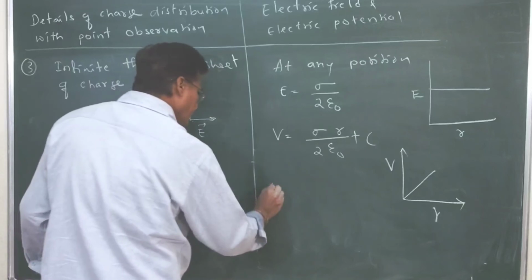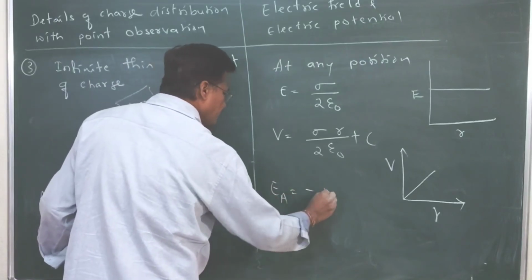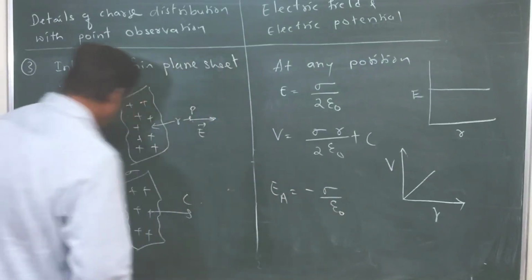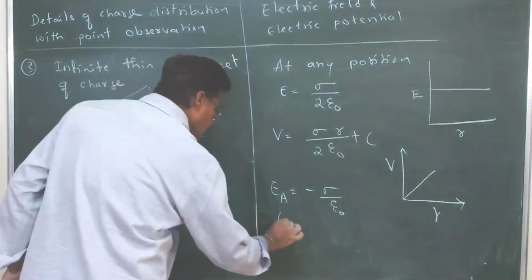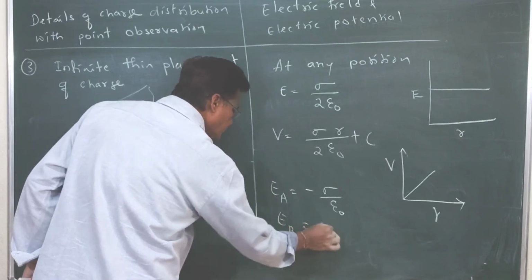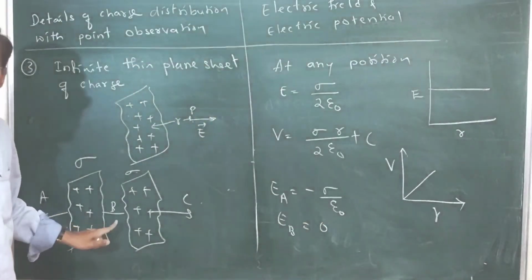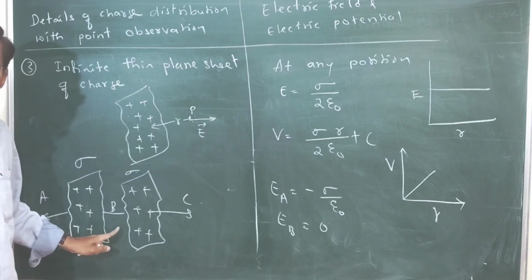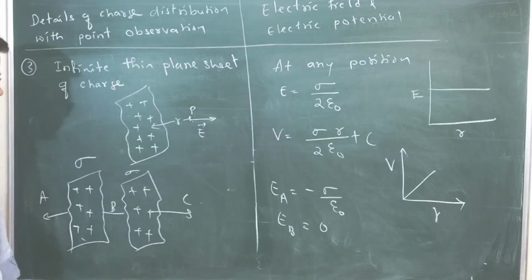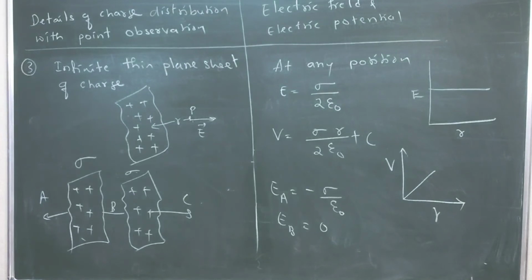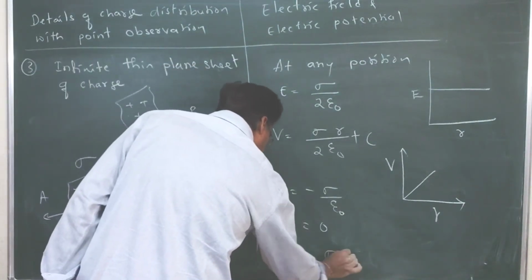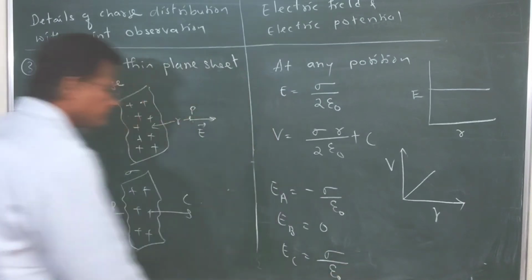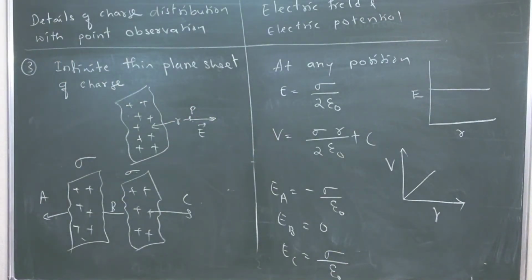The electric field at A is minus sigma by epsilon naught, because it is in the opposite direction. At the center, EB is equal to 0. Electric field at the point B is equal to 0. Next, the value of EC is sigma divided by epsilon naught.